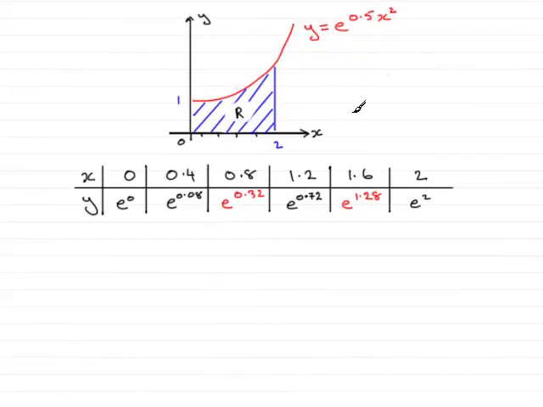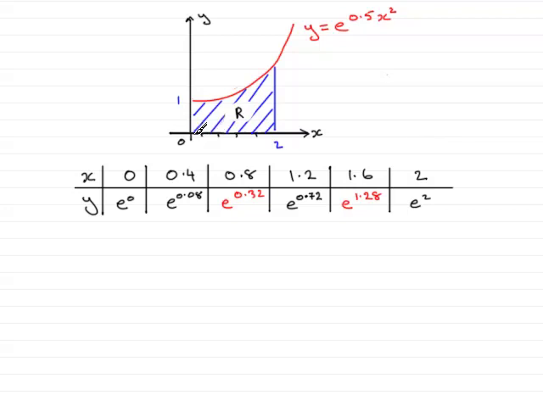Now in this question we're given the curve and we filled in the table of values for this curve, and we're asked to get an estimate for the area R by using the trapezium rule with values from this table. So how are we going to do that?